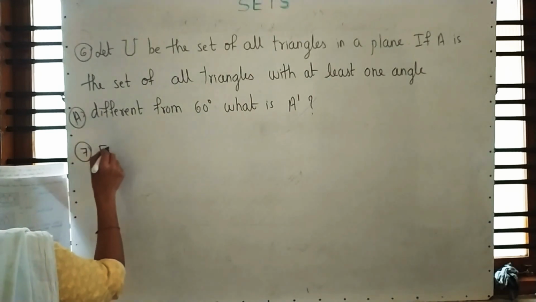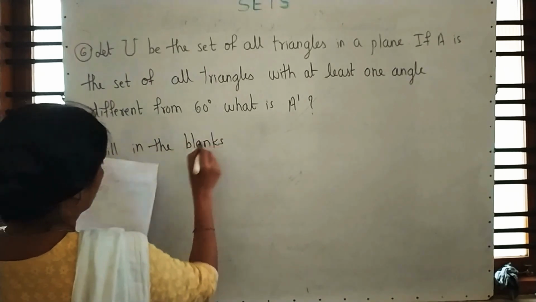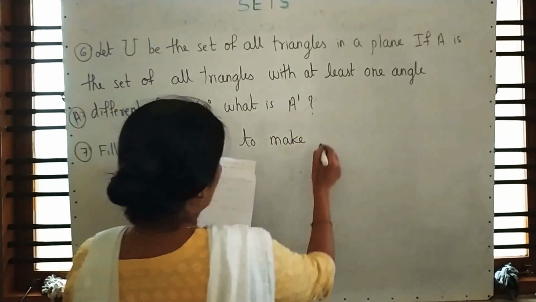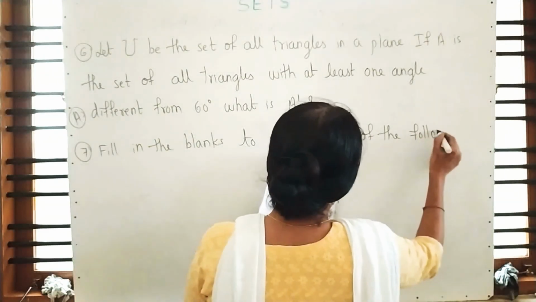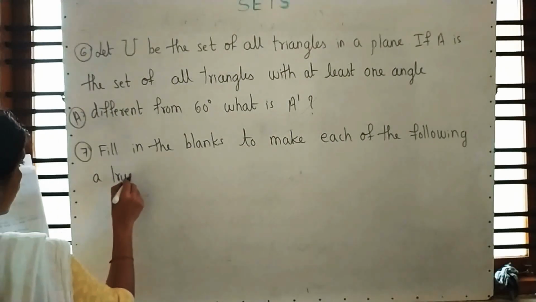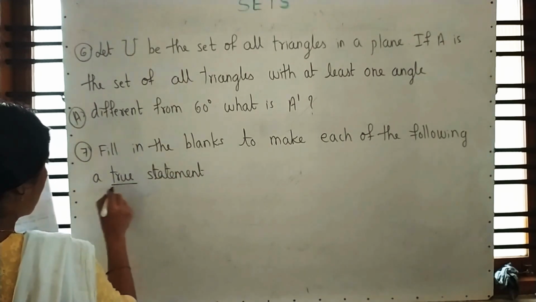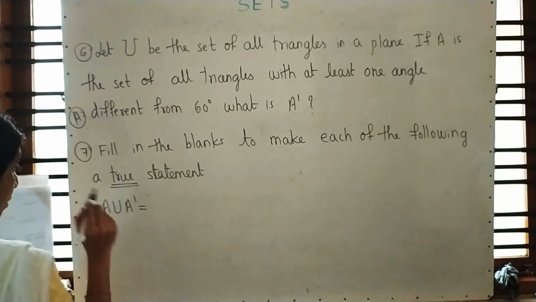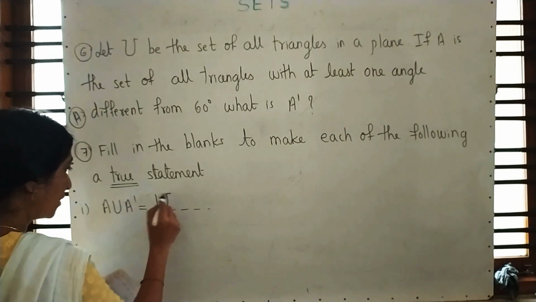Question number 7. Fill in the blanks to make each of the following a true statement. Please underline this true statement. First one. A union its complement. Already you are familiar. Union of any set with its complement is what? It is the universal set.